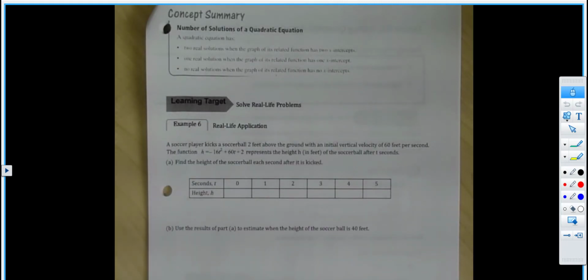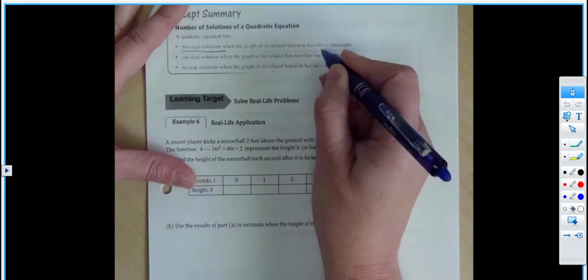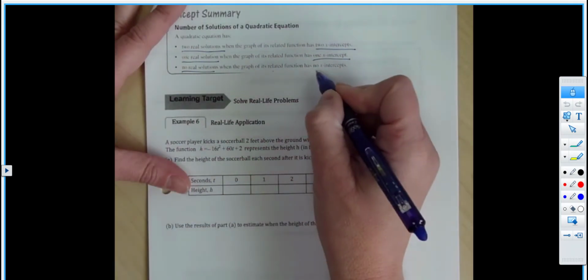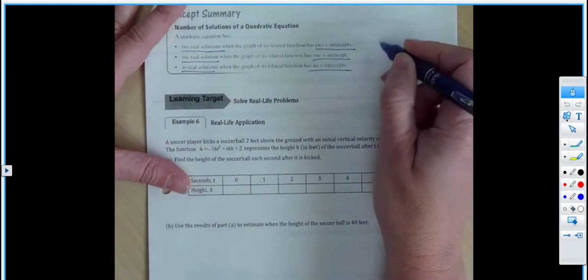So how do we know how many solutions we're going to have? You have 2 real solutions when there are 2 x-intercepts, 1 real solution with 1 x-intercept, and then no real solution when there are no x-intercepts.